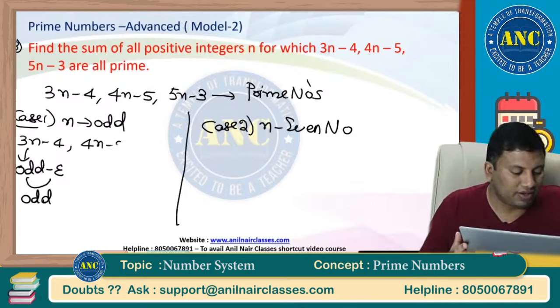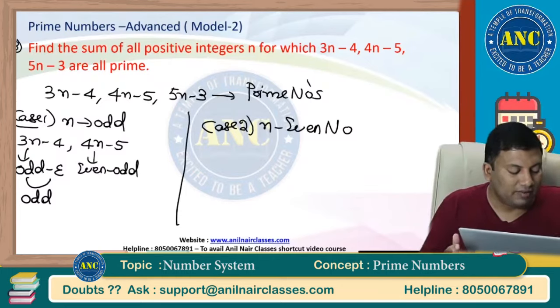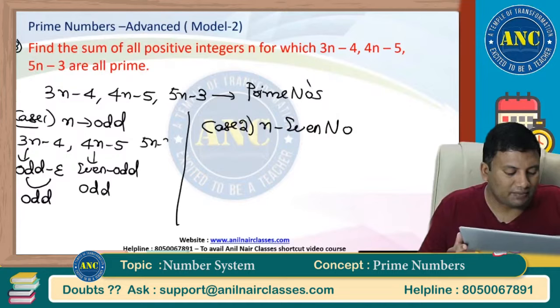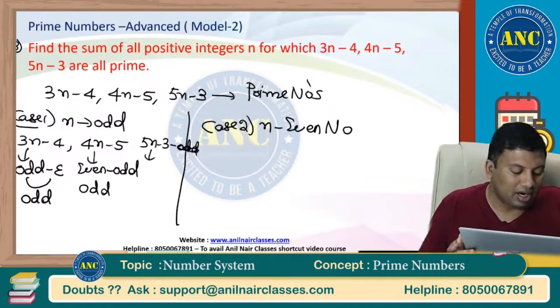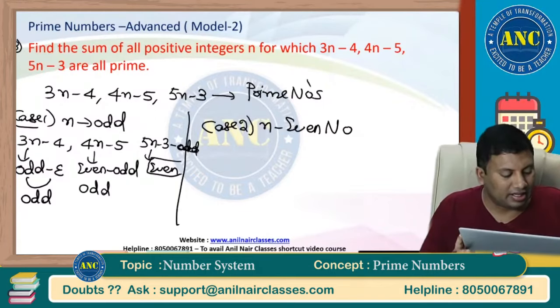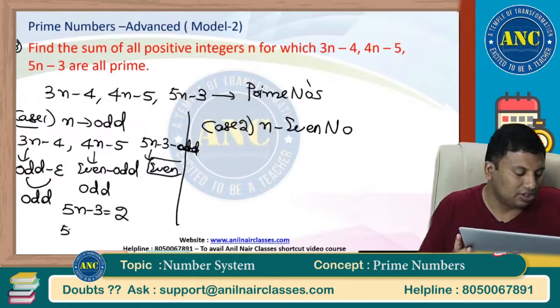4n minus 5. Odd into even, even. Minus 5. 5 is an odd number. So, even minus odd, it is odd. 5n minus 3. Odd into odd, odd. Odd minus odd, even. I hope the idea is clear. So, what is the only even number? 5n minus 3, it is 2. 5n equivalent to 5. N equivalent to 1.